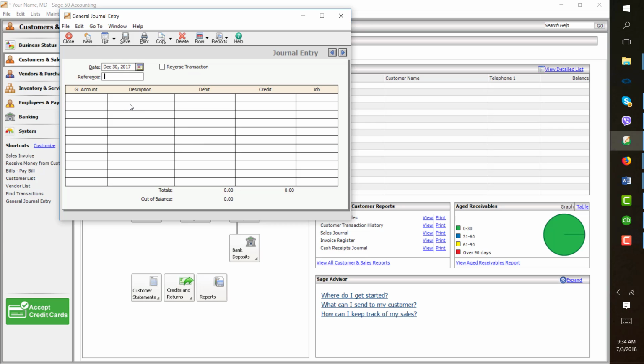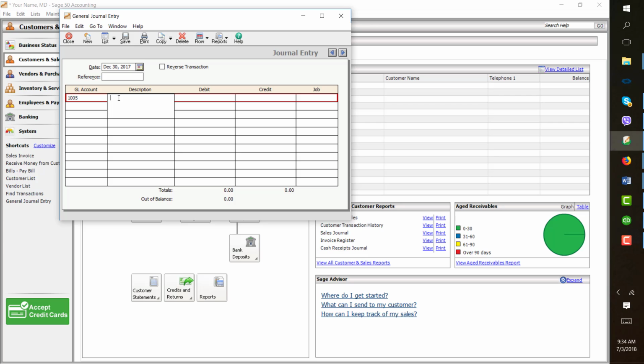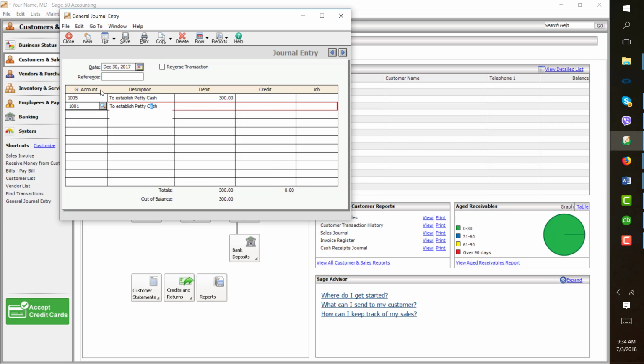On the GL account, it is a debit to the petty cash account, which means you're actually increasing that petty cash. On description, you can say to establish petty cash and enter the $300 amount under the debit column. And your credit will be your regular checking account, which is your cash account. And that is also for the same amount, enter it in as a credit. Remember to save this transaction to complete the posting process.